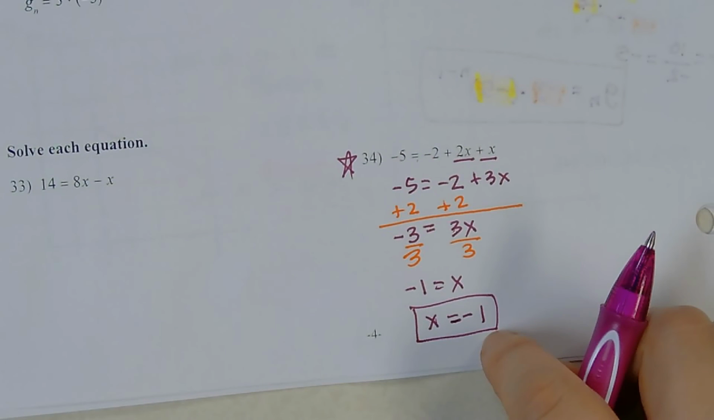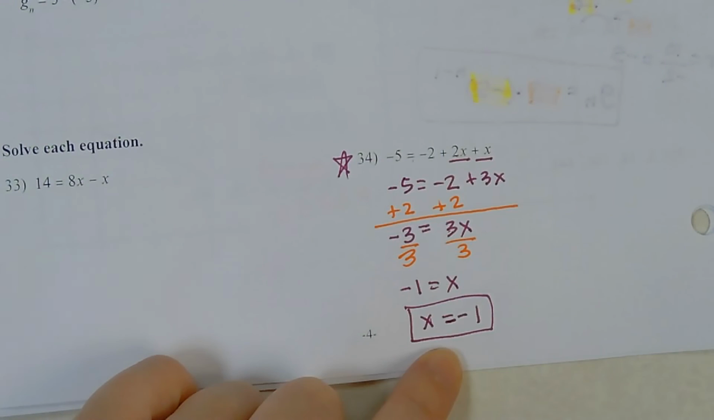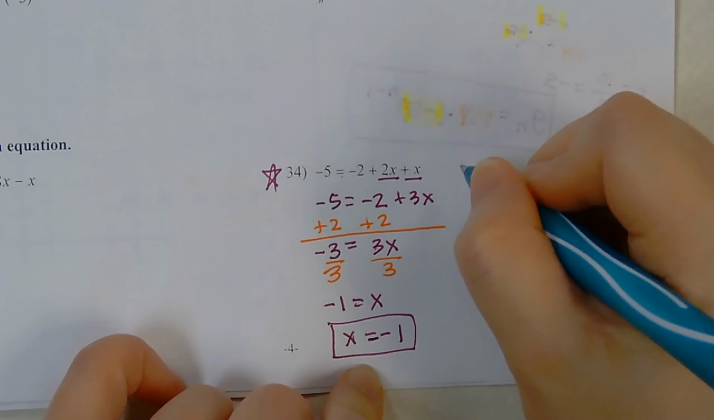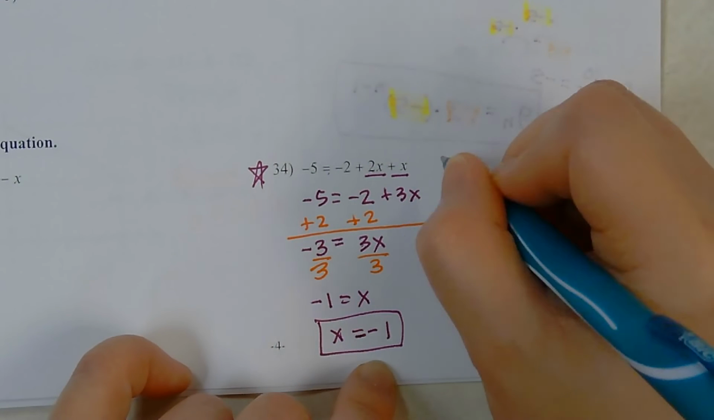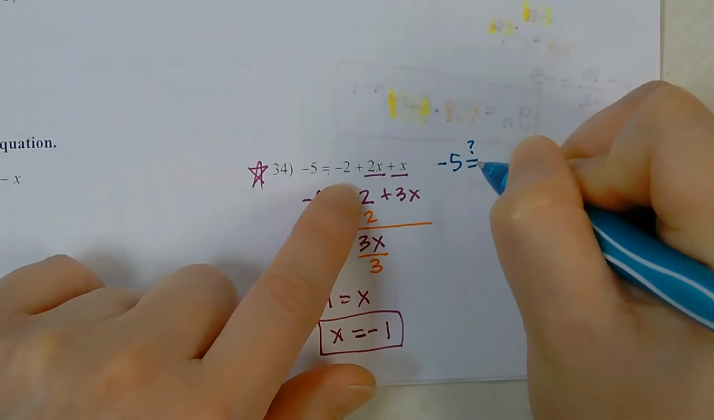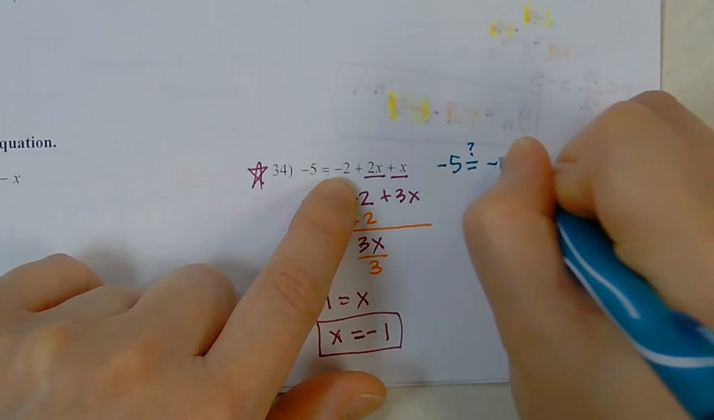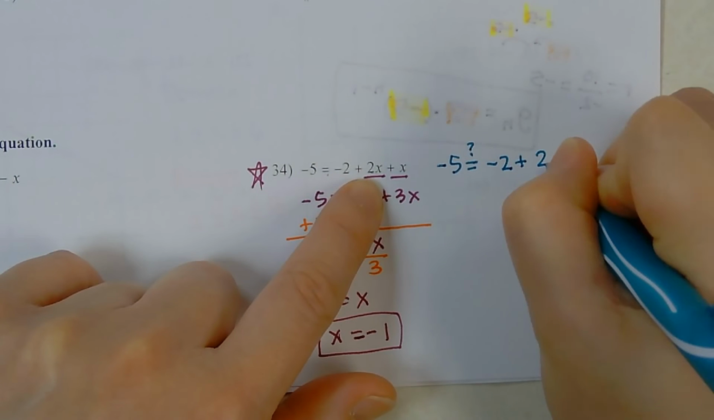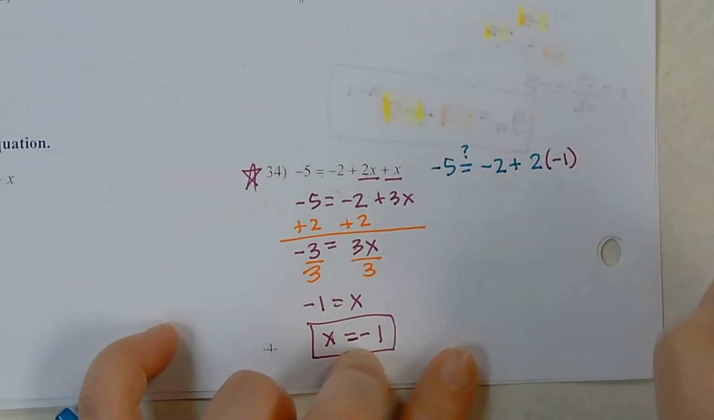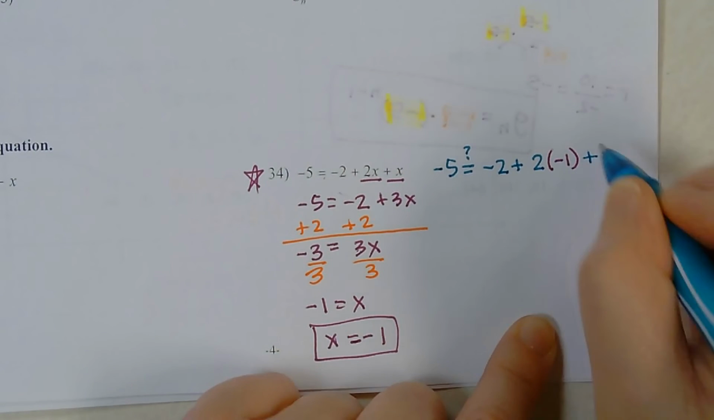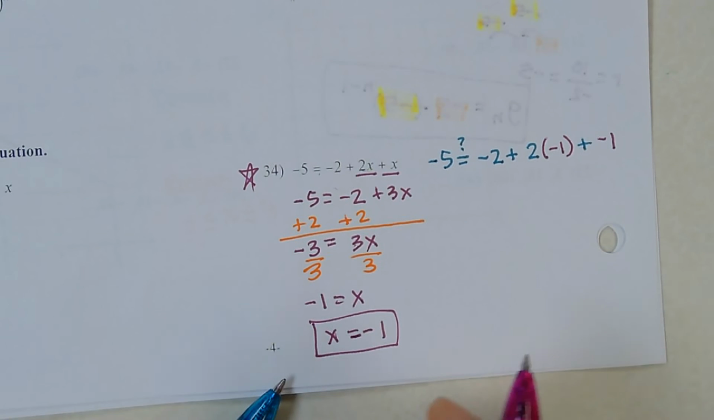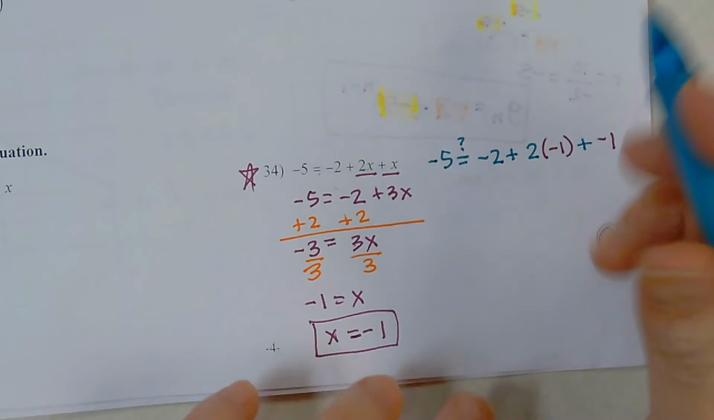So if I were to plug the -1 back in here, it would work. Okay, you don't have to do this part necessarily, but let me just show you the check for it, right? Because on a test, I like to know if I'm right or not, as much as I can. So we're going to ask, -5, is that equal to, that's why I have the question mark above it, -2 plus 2, and then instead of x, I'm going to put in -1. I'm going to see, does this really work? Plus, because it has a plus right there, -1. All right, and I'm just going to simplify the right-hand side.